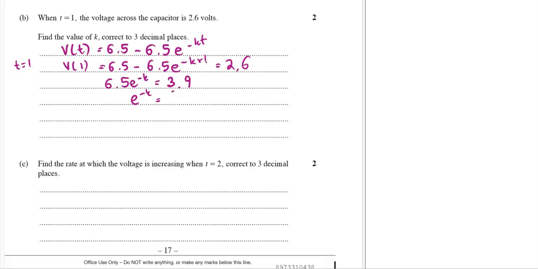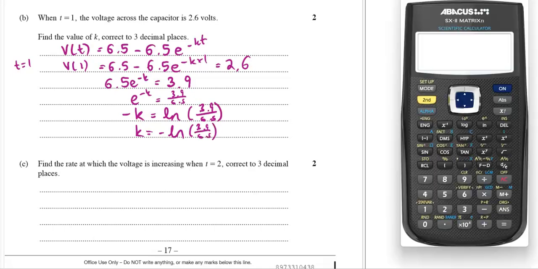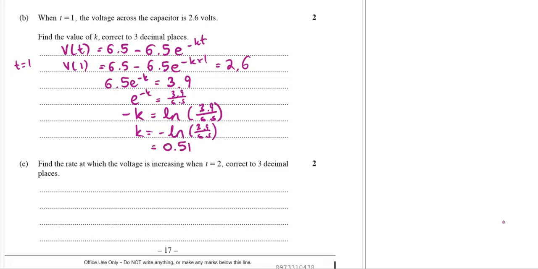So e to the minus k equals 3.9 on 6.5. Let's take the natural log of both sides. So we can get minus k equals ln of 3.9 on 6.5. So k equals minus ln 3.9 on 6.5. We can use our calculator to figure what that is. Minus 1 times ln of 3.9 over 6.5. And we get k equals 0.5108, but they want 3 decimal places, so I'm just going to hold it there as 0.511. And that's my answer for part B.